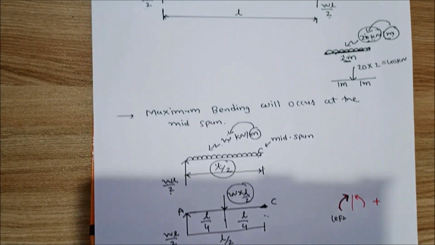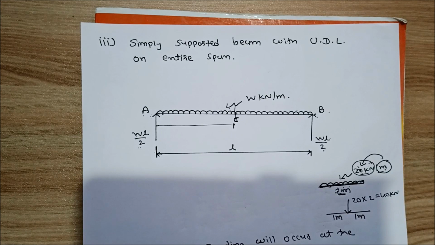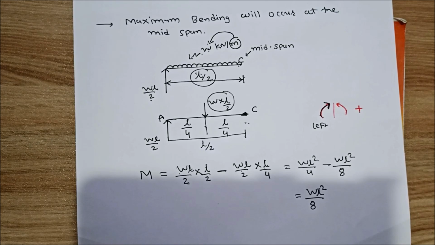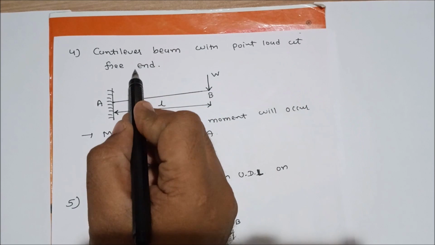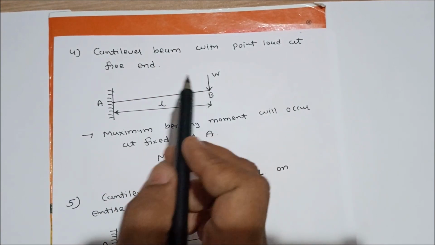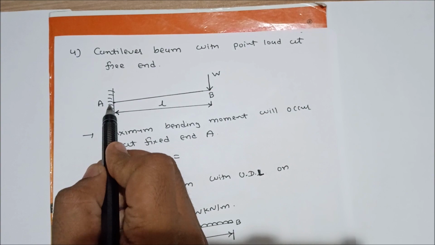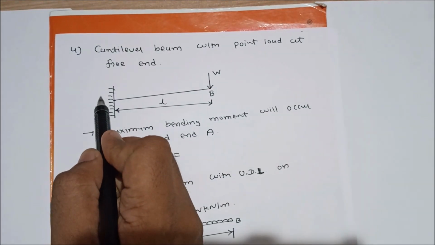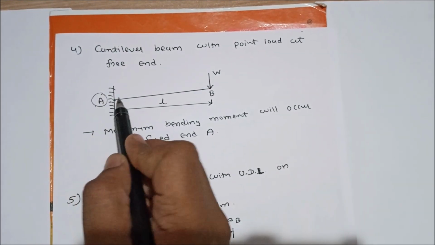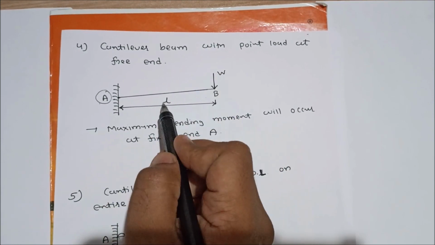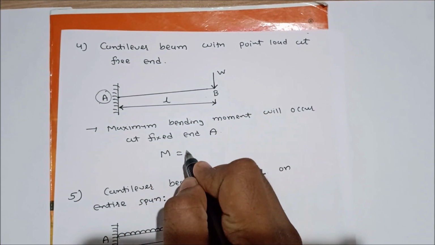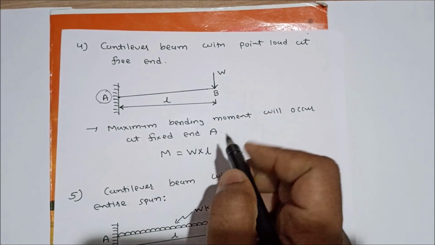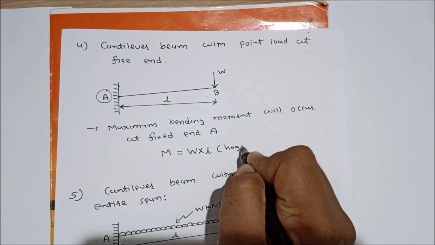So here we completed the third case, simply supported beam with UDL on entire span. That equation is WL square by 8. Now we discuss the fourth case. The fourth case is a cantilever beam with point load at free end. So there is one cantilever beam and the load acts at its free end. This end is fixed, so maximum bending moment will occur at point A. We know that moment is force multiplied by perpendicular distance. So W multiplied by L. So maximum bending moment will occur at fixed end A, that is M is equal to W multiplied by L, and that is a hogging type moment.